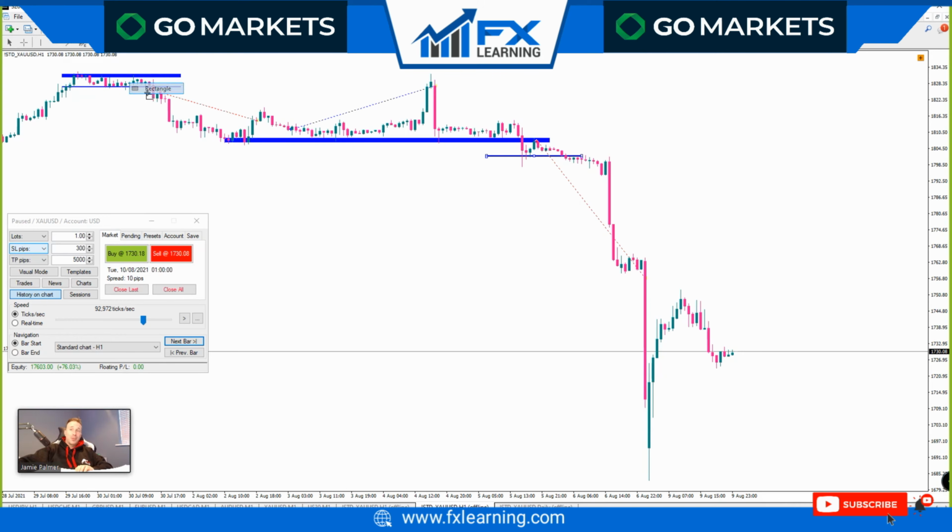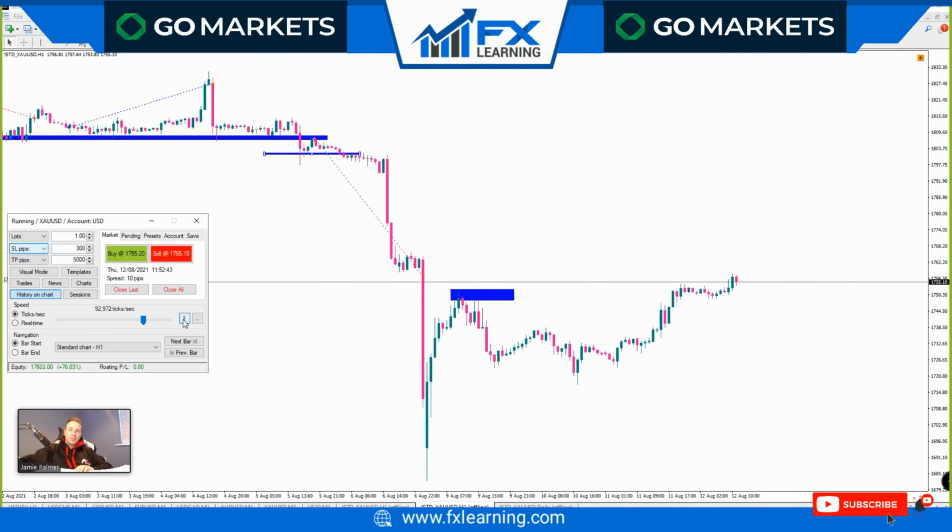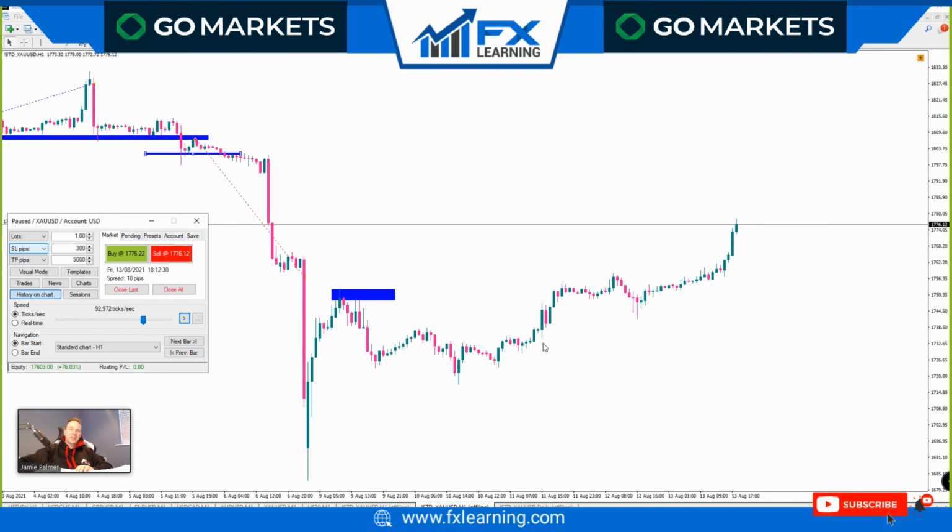I don't know what's going to happen. See if price breaks this level here. Watch this. Yes. See that? So what traders would have done here is they would have sold here, and they would have sold because they would have seen this.